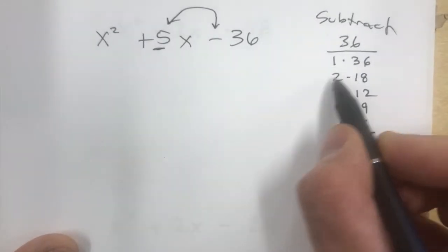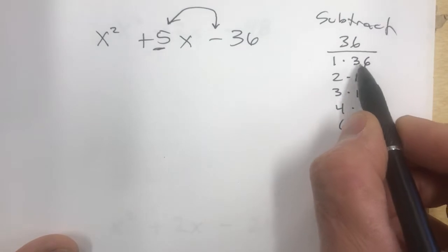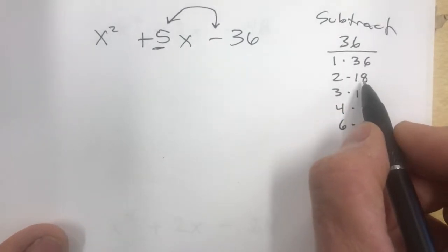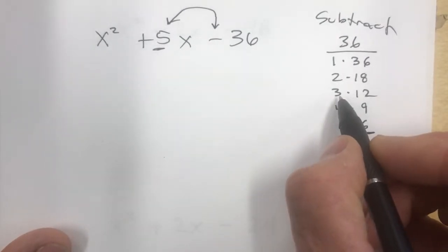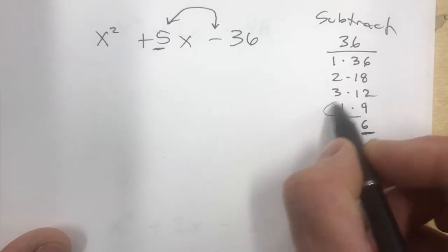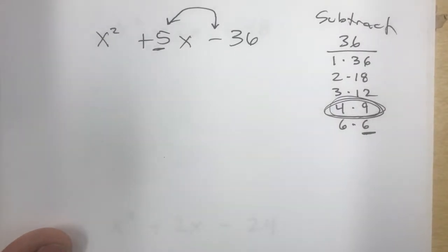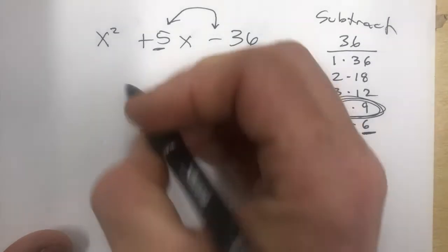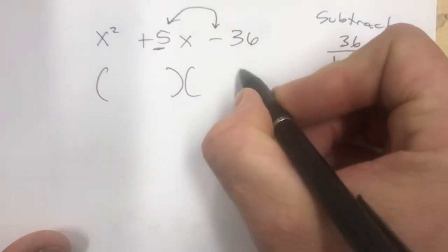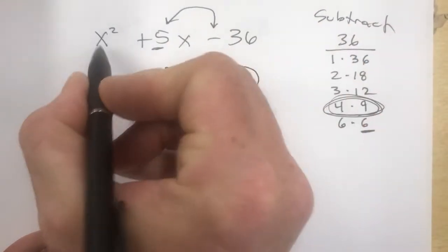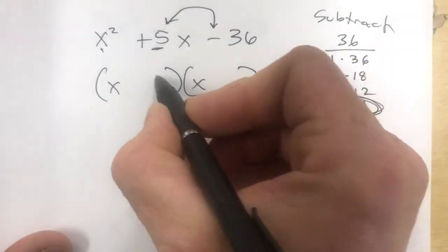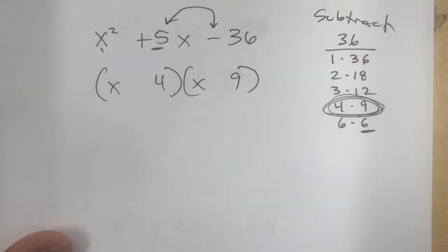Now, which ones of these subtract and get 5? Well, 36 minus 1 is 35. 18 minus 2 is 16. 12 minus 3 is 9. 9 minus 4 is 5. There it is right there. That's the two numbers for my factors. So I put them in. So here's my factors. X times x is x squared. 4 times 9 is 36. Okay? And now put my signs in. That's the last thing. My signs.